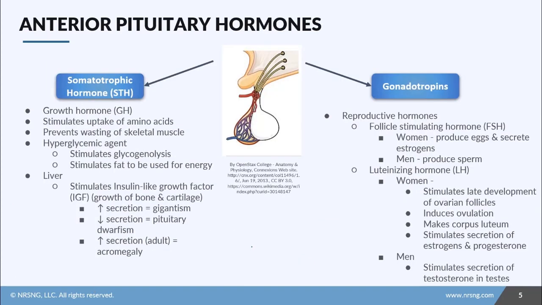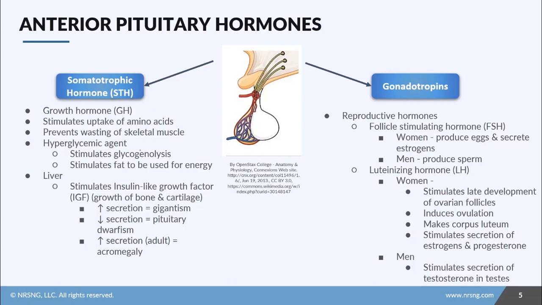Now, with the anterior pituitary hormones, there are several of them, so let's go through them. First up is the somatotropic hormone, or growth hormone. What this hormone does is it stimulates the production or the uptake of amino acids. It also prevents muscle wasting, so it's really responsible for muscle growth.